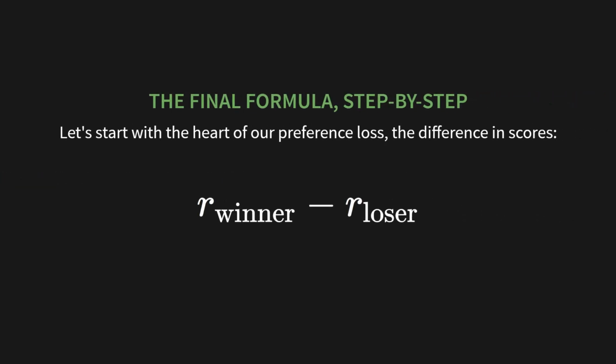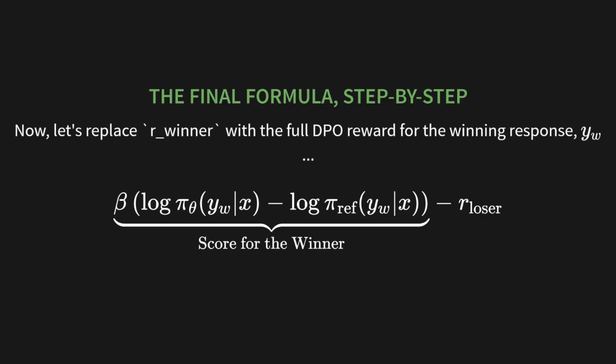The final formula, step by step. Let's start with the heart of our preference loss, the difference in scores. Our winner minus our loser. Now let's replace our sub-winner with the full DPO reward for the winning response, y sub w. Look at this. It becomes beta times the log probability of the policy for the winner minus the log probability of the reference for the winner. And we still have minus our loser hanging out at the end.